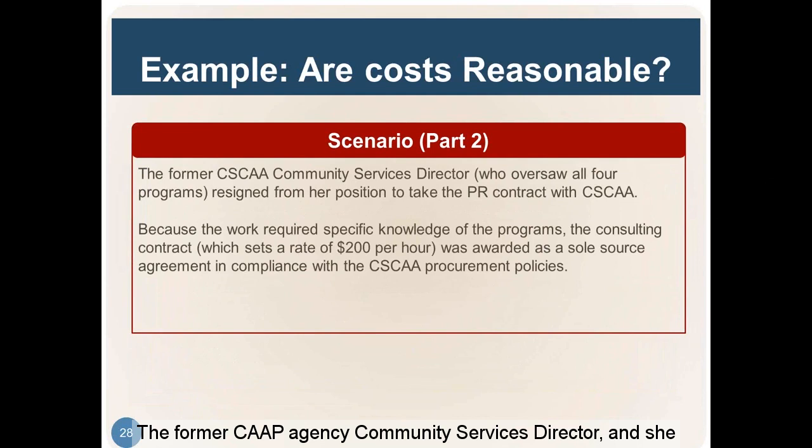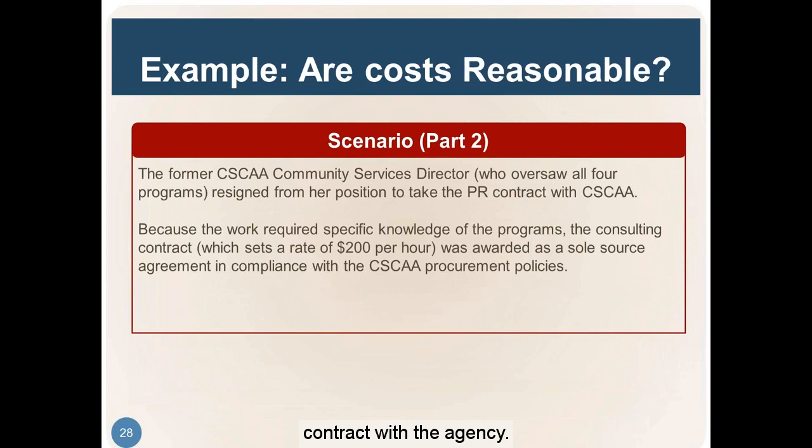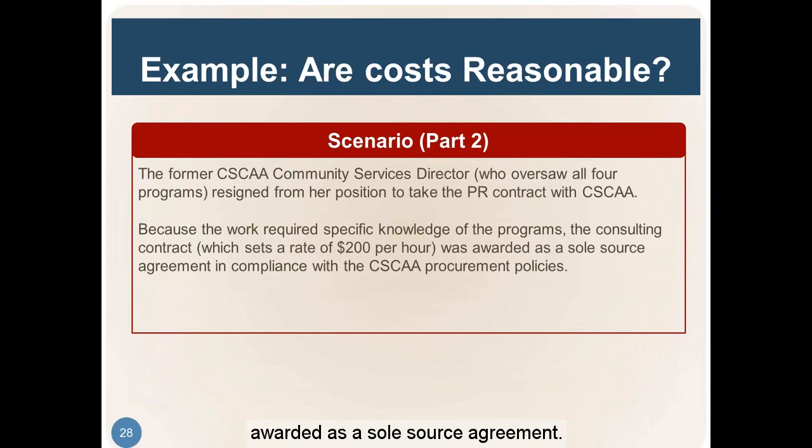The former CAP agency community services director, who oversaw all 4 of the programs involved, actually resigned her position with CSCAA to take the public relations contract with the agency. Because the work required specific knowledge of these 4 programs, the consulting contract, which incidentally sets a rate at $200 per hour, was awarded as a sole source agreement. CSCAA has emphasized that this sole source agreement award was in compliance with their own procurement policies.